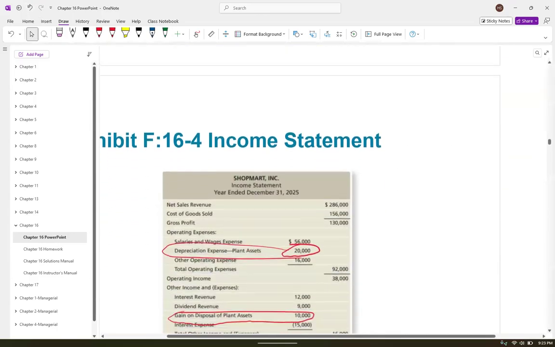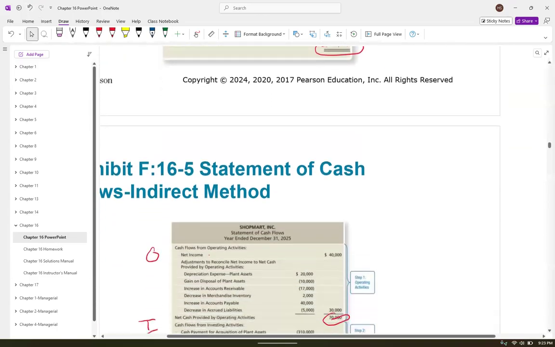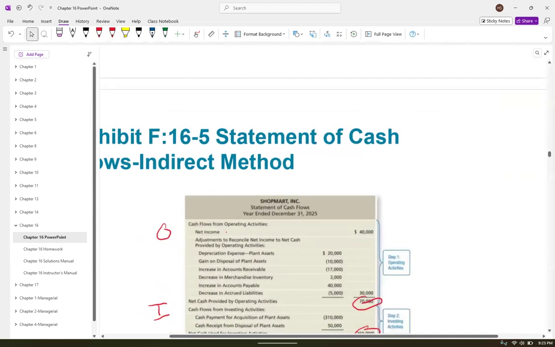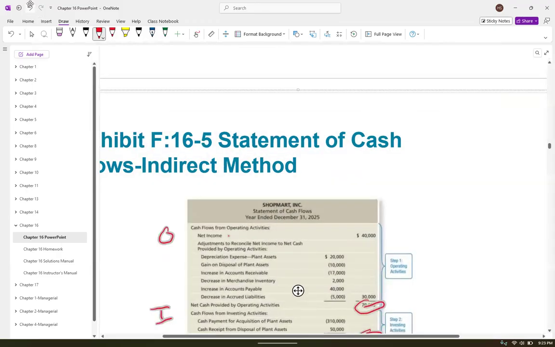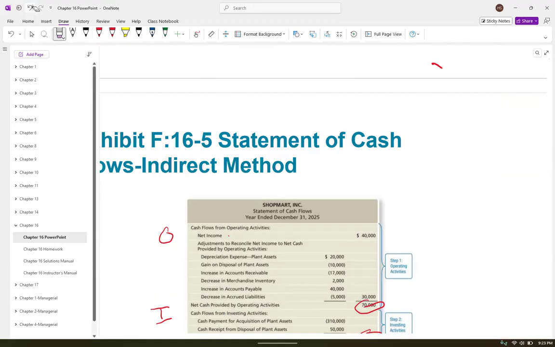So we're going to come down here. I guarantee it's going to say something like subtract. Well, they didn't say subtract. They've got an increase in accounts receivable, but they do have a minus there in front of that 17,000.